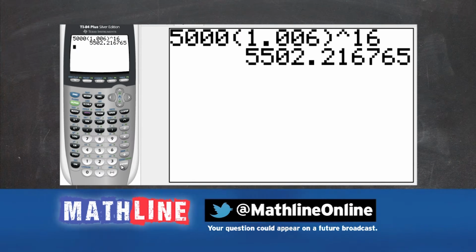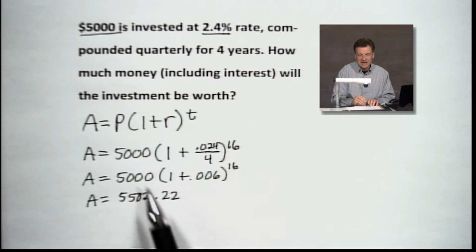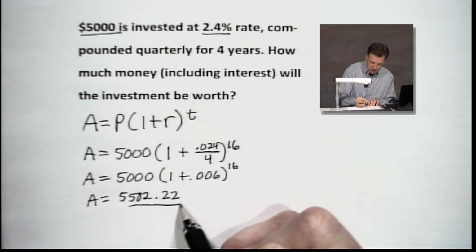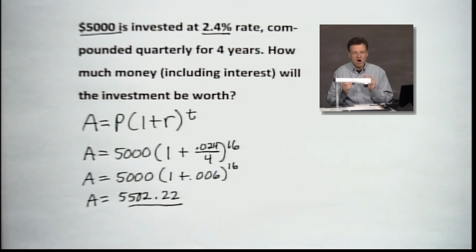So let's take a look at that one. That means you got about $502 in interest there, all right? So again, that would be the interest part. 5,000 is what you started with.